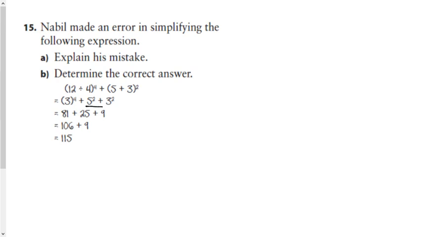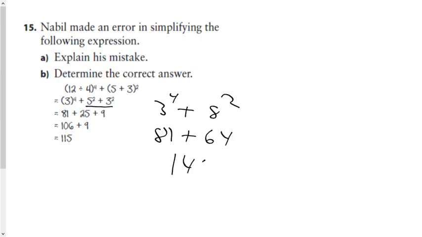So his mistake was here. What he should have had was 3 to the exponent of 4, that's right, plus 8 to the exponent of 2, or 81 plus 64, or 145 in standard form.